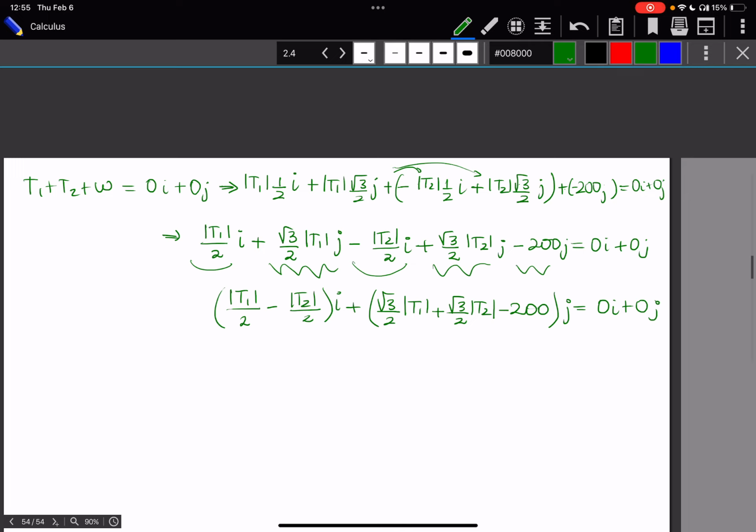And here we have the first component of a vector plus the second component of a vector, and the whole vector should be equal to the 0 vector. So we should have that the first component of the vector, so here we have what is beside i, should be 0. And at the same time, the square root of 3/2 times the magnitude of T1 plus the square root of 3/2 times the magnitude of T2 minus 200 should be 0.